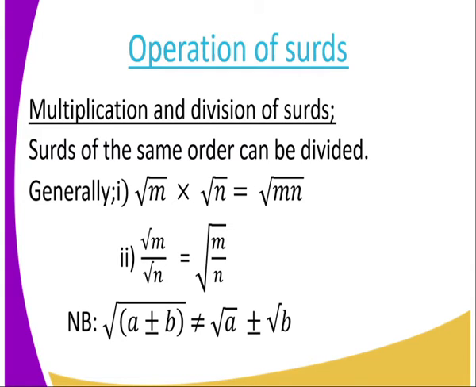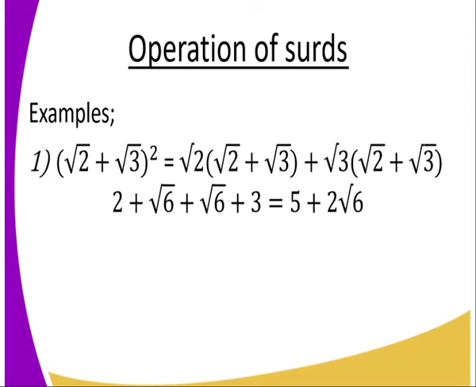Multiplication and division of surds. Surds of the same order can be multiplied and divided, no matter whether the value inside the root is different, as long as they have the same order, like the examples that we have. Then we have surd of the bracket a plus or minus b. It is not the same as surd a plus or minus surd b. It is not the same.